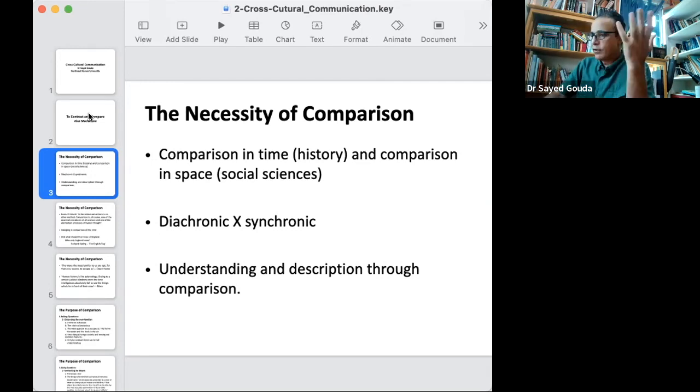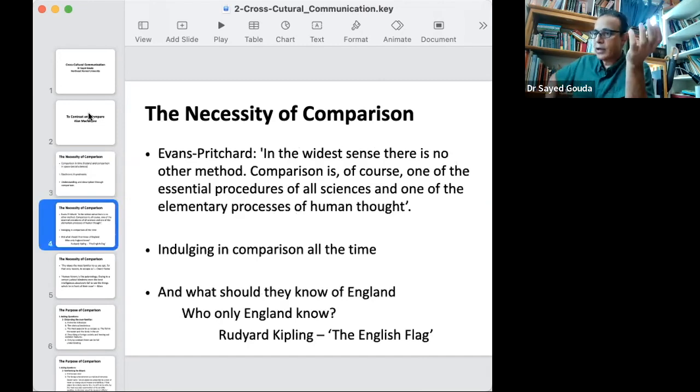We understand everything through comparison. As I said, Evans-Pritchard said, in the widest sense, there is no other method. Comparison is one of the essential procedures of all sciences and one of the elementary processes of human thought. So we are indulging ourselves in comparison all the time without being conscious of the comparison we are making, even in the small details of our daily life.